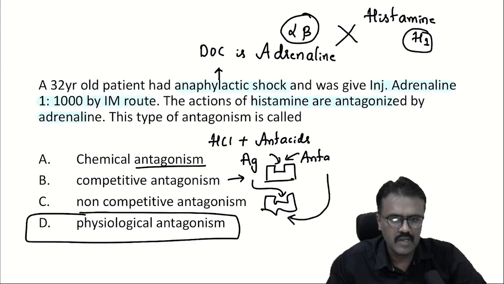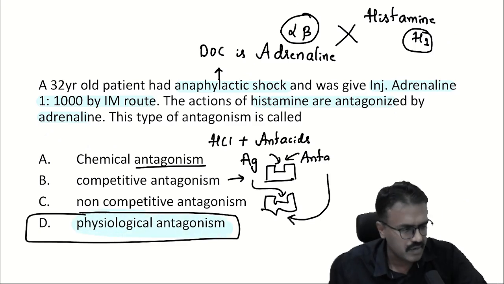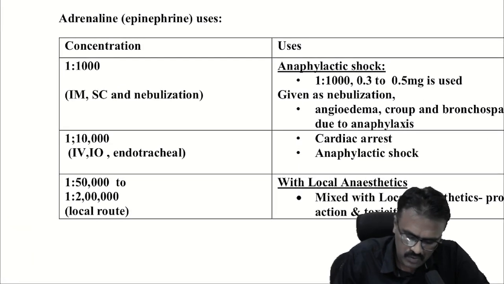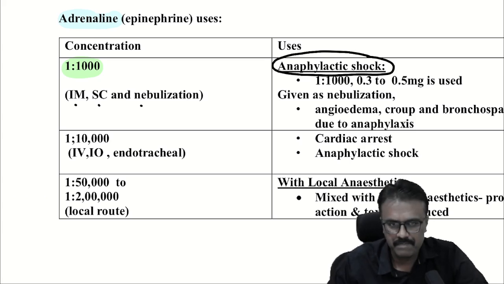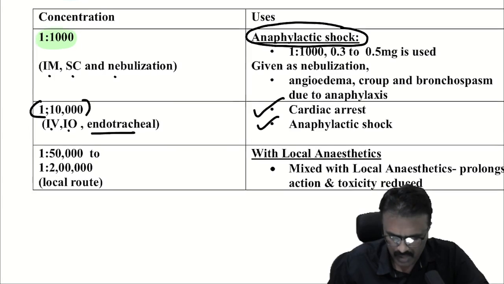So they are asking what is the drug of choice for anaphylactic shock. Adrenaline, we know that, but what they asked in the FMGE is what is the antagonism between histamine and adrenaline called? Physiological antagonism. What should I learn from this MCQ? What are the uses of adrenaline? Adrenaline can be used in 1 in 1000 dilution. What route can I give? IM, subcutaneous and nebulization. Mainly where we use it: anaphylactic shock. Remember that. 1 in 10,000 I give by IV, IO or endotracheal. Mainly it is used in cardiac arrest and anaphylactic shock. 1 in 50,000 to 2 lakh it is used with local anesthetics. So this much you should be knowing.